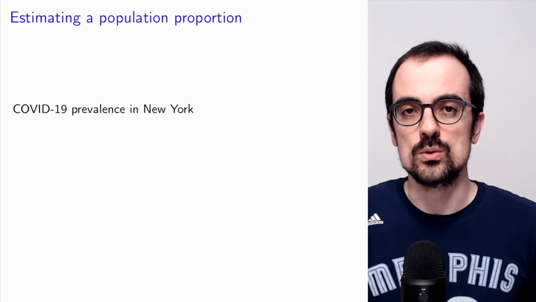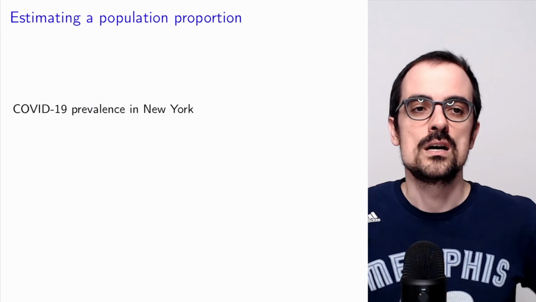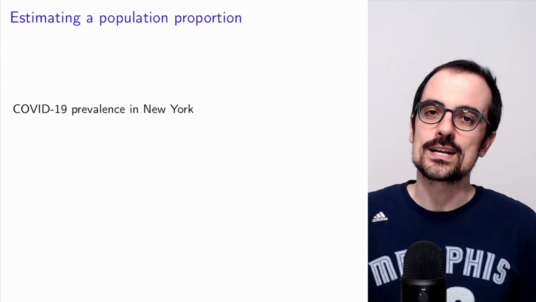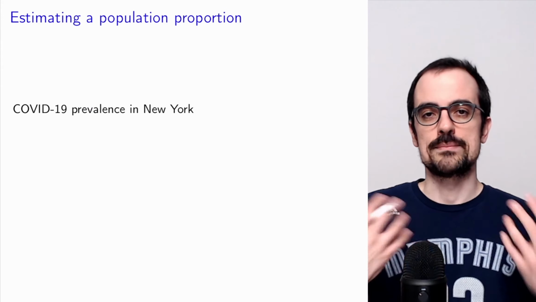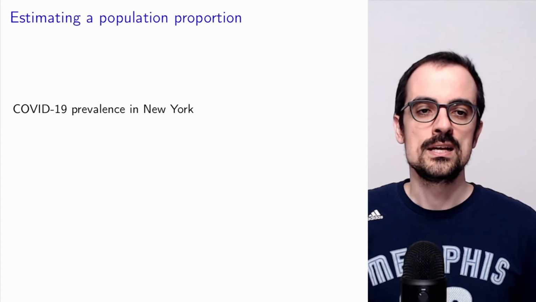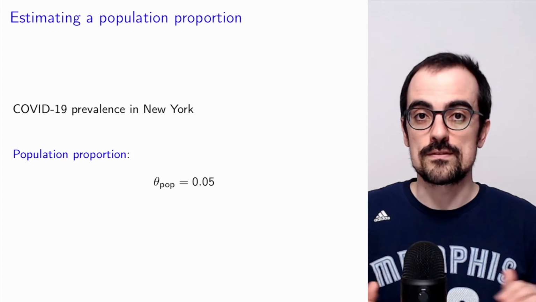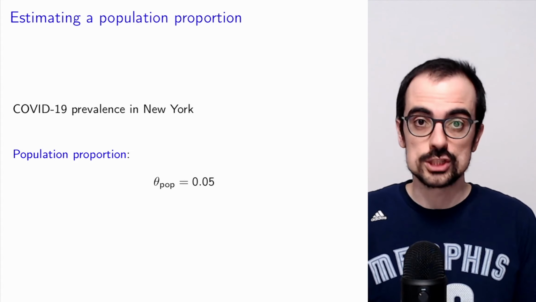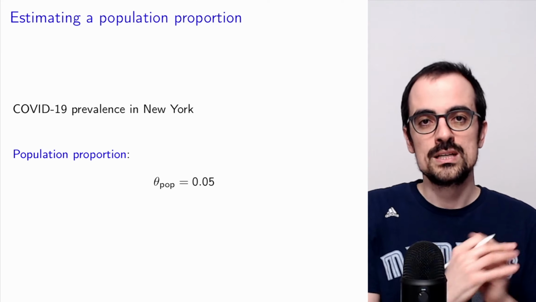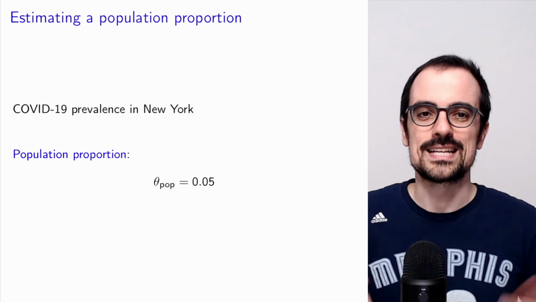So now we're going to see how this affects an estimate of a population proportion. We're going to look at this other example where we imagine that we're in the midst of the pandemic and we want to estimate the prevalence of COVID-19 in New York. It turns out that the true prevalence is 5%, but we cannot afford to go and test every single New Yorker. We need to take a subset of New Yorkers and try to get an estimate from that.